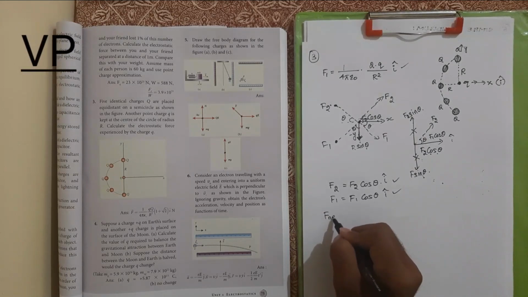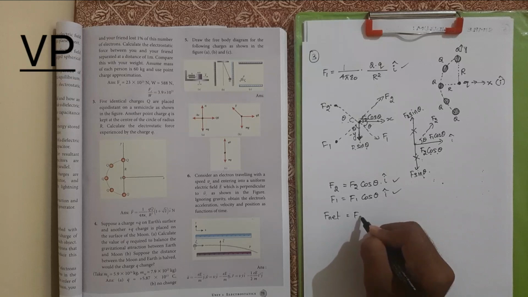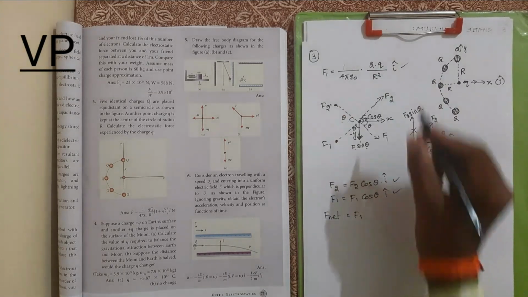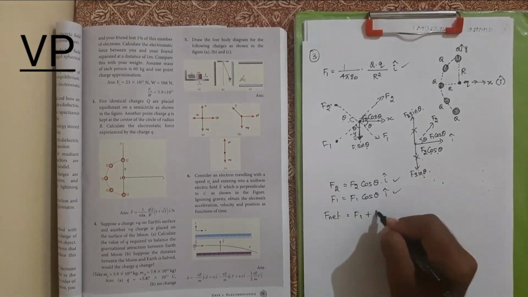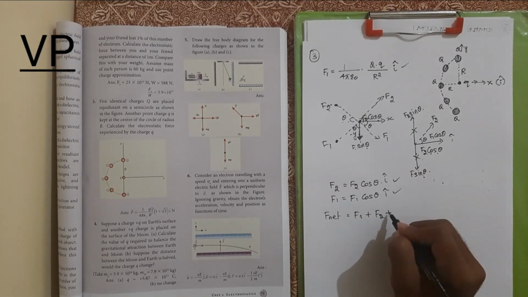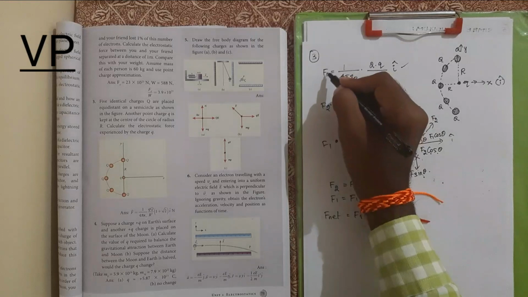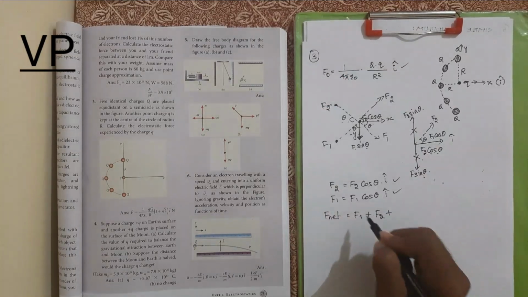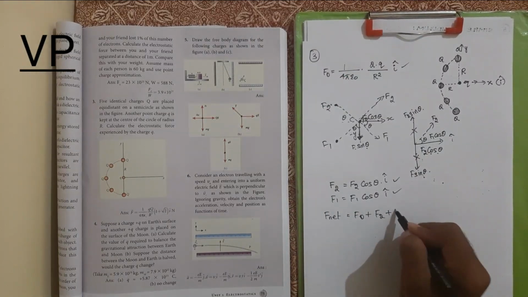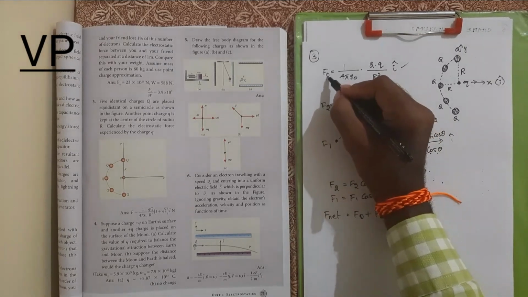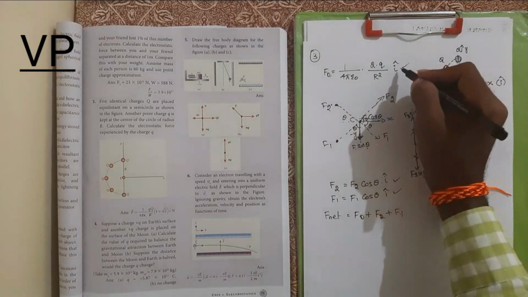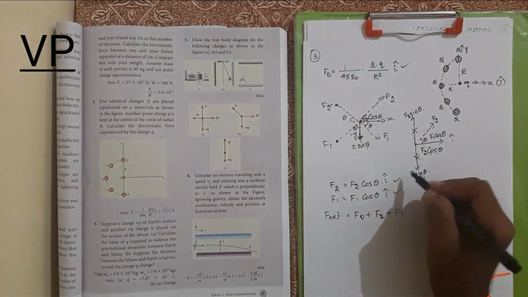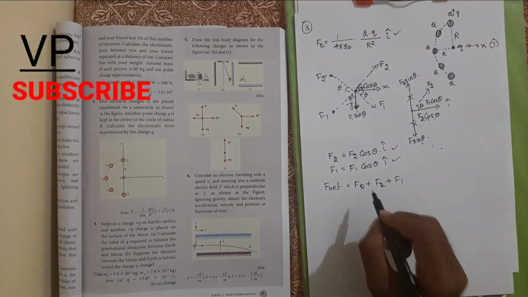The net force F net is equal to F1, that is given here, plus F2, that is given here, plus, okay, I have given it here, I will consider this as F0. So F0 plus F2 plus F1. We just have to add all the forces, that's all. I have added all the forces.